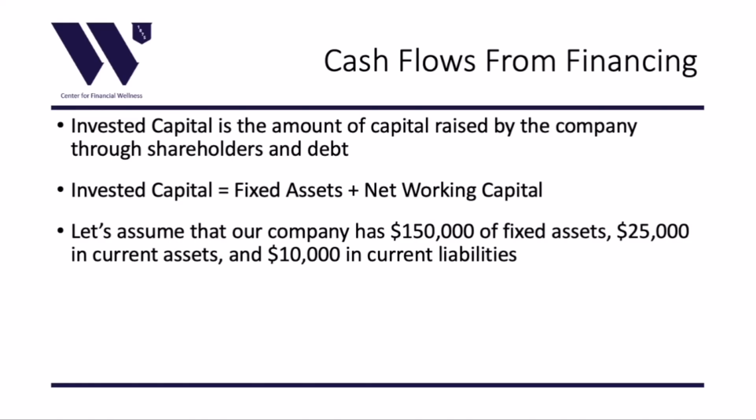So let's take a quick look at an example. We can just assume a theoretical company has fixed assets of $150,000, as well as current assets of $25,000 and current liabilities of $10,000. So if we get an answer for that, we would have our fixed assets of $150,000 plus the difference, or our net working capital of our current assets and our current liabilities, which comes out to $15,000. So if we got to a final answer, it'd be $165,000 in invested capital.